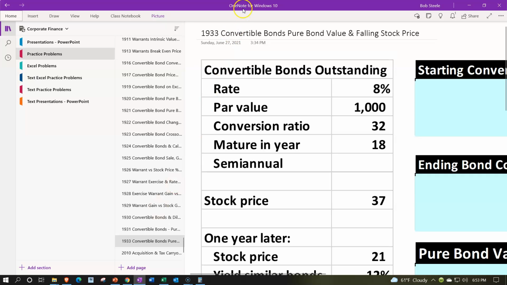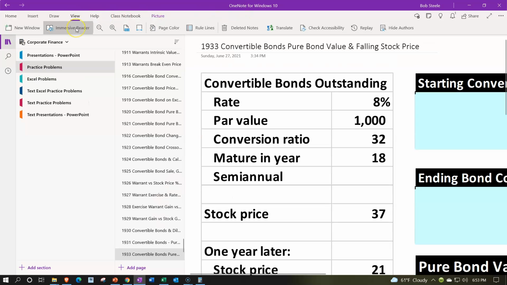Also note, when using OneNote, look at the immersive reader. Our presentations will also be down in the text area, same name, same number, but with transcripts. Transcripts that can be translated into multiple different languages and either listened to or read in them.